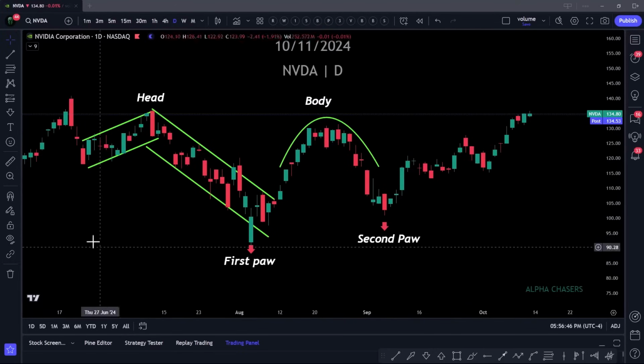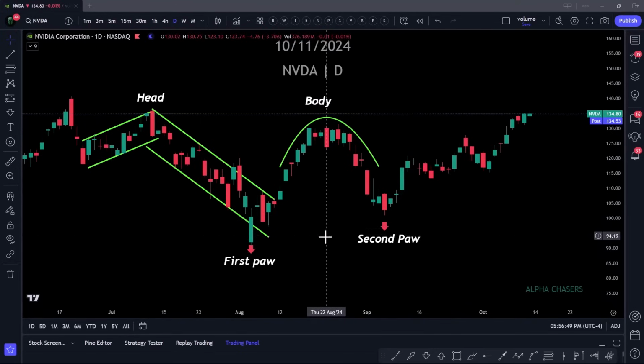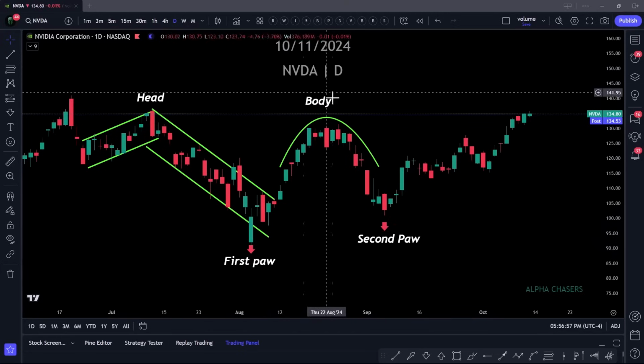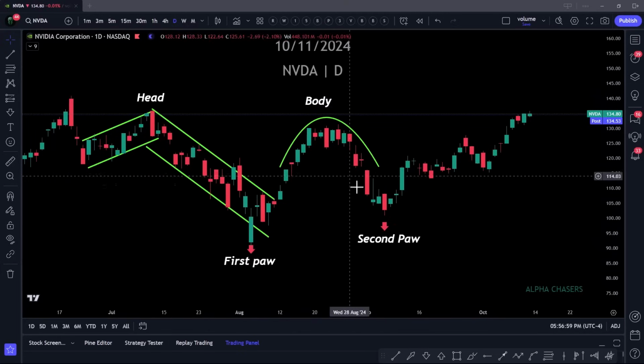Now, once this is all developed, what we will do is be very specific about where the entries and exits are. And if you're in the community, you're going to know where a couple of these entries already were. But there's more than one or two. But let's get to it. So now you have the head, you have the first pull, second pull, and here's your body. Head, first pull, body, second pull.